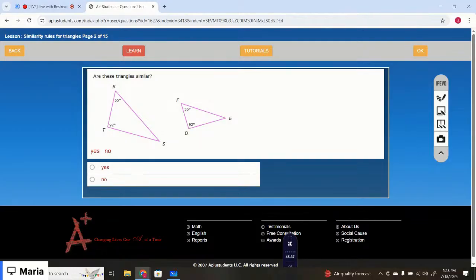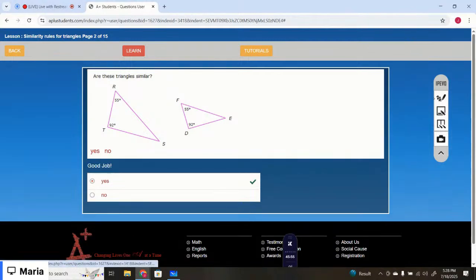Are these triangles similar? The angles of the triangles are similar, so yes, they are the similar triangles.